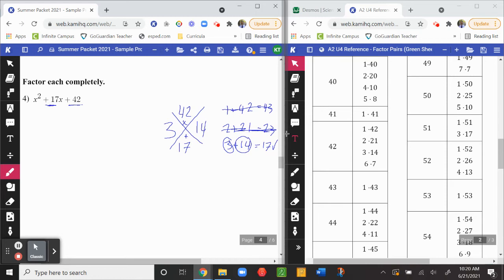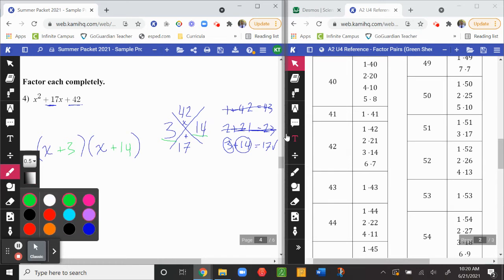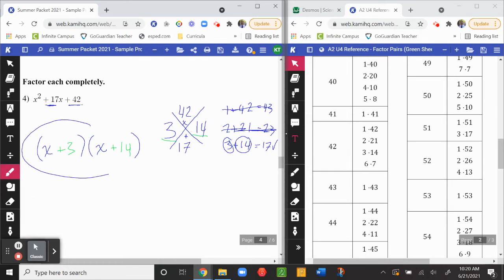Since I have found these magic numbers, this m and n, I can plug those into factored form. Factored form is going to have a pair of polynomials multiplied together. I'm going to use the variable that I see in my original quadratic, in this case the x. That will be the first part of each binomial. And then I'm going to plug in those magic numbers, 3 and 14. It was a positive 3 and a positive 14. And that is my final answer.